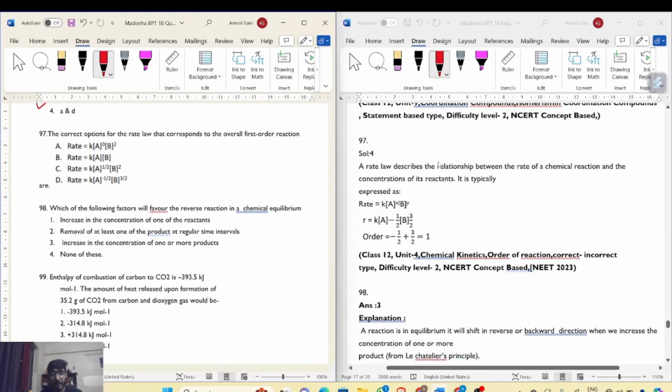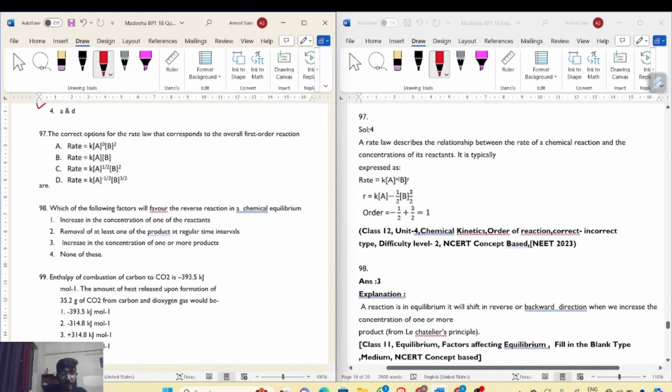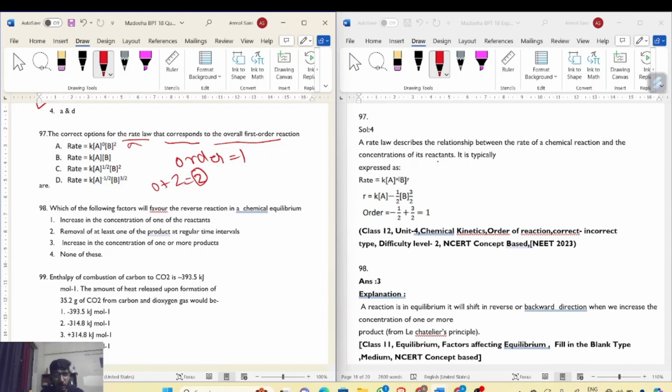Now question number 97. In question number 97, we have the correct option for the rate that correspond to the overall first order reaction. Okay. So here we are given that the order of reaction will be 1. Okay. So order of reaction can be calculated by just adding the power of concentration. Okay. So in option number 1, 0 plus 2 is equals to 0. So the order is not equals to 1 means it is not a first order reaction.